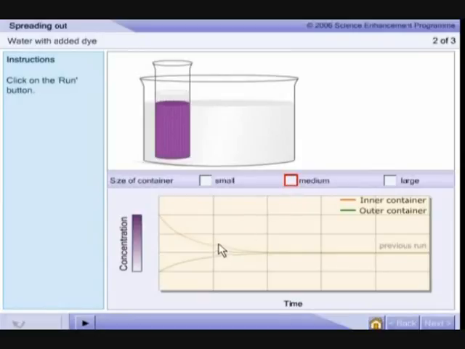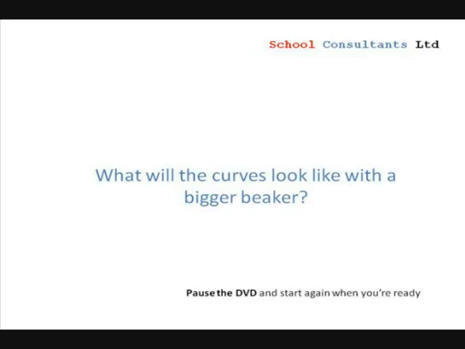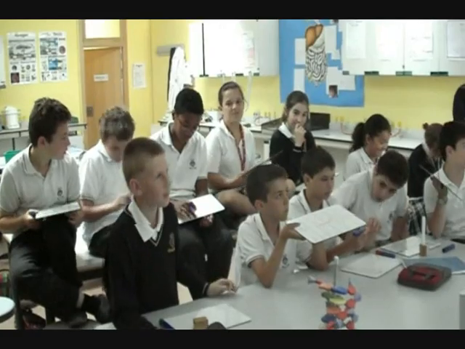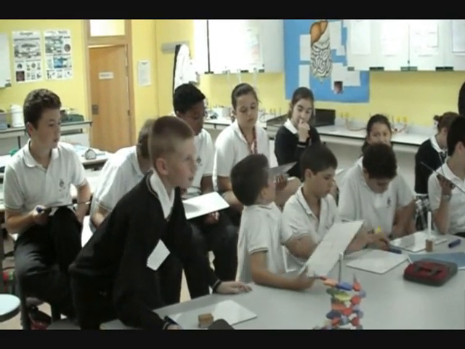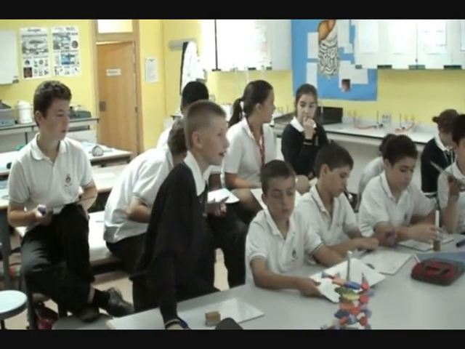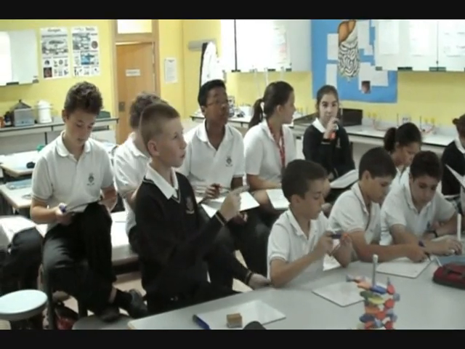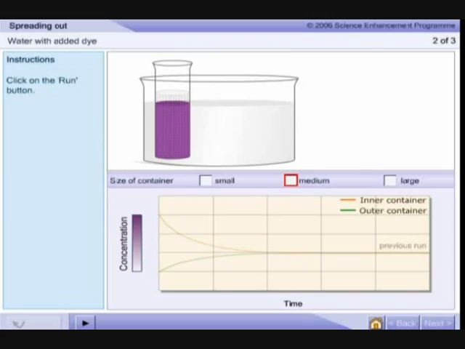the curves. Now we've got a bigger beaker. What will the curves look like? What will the dyes look like? They want to mix together to be the same, but the inside will lighten up a lot more.